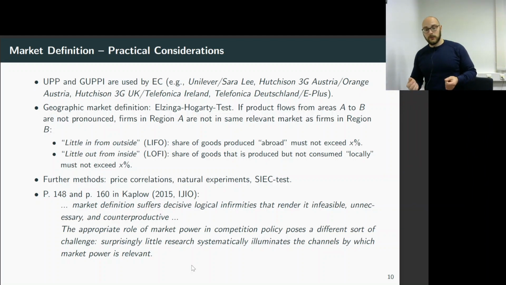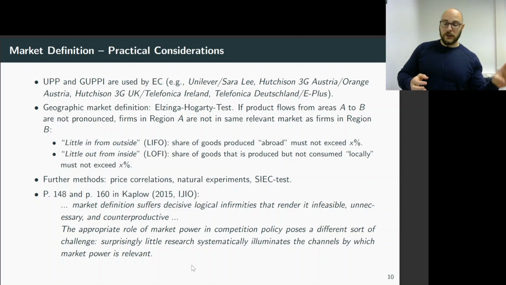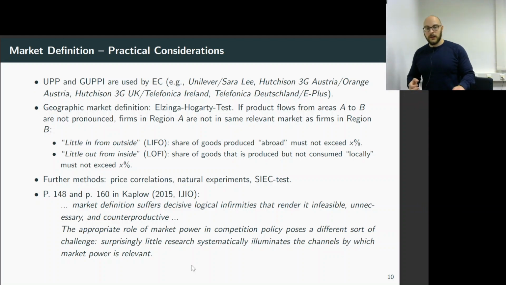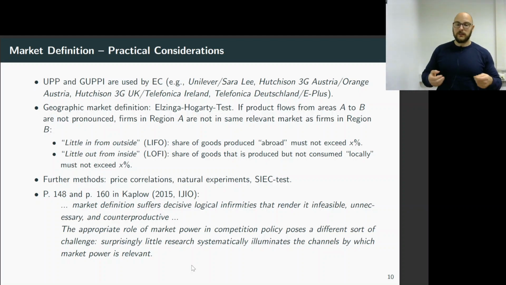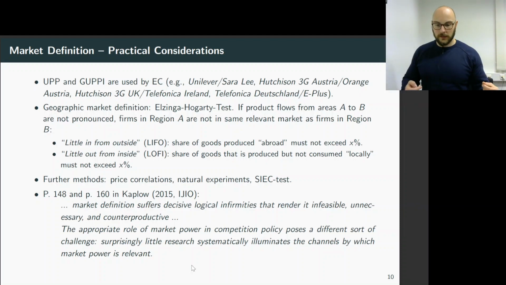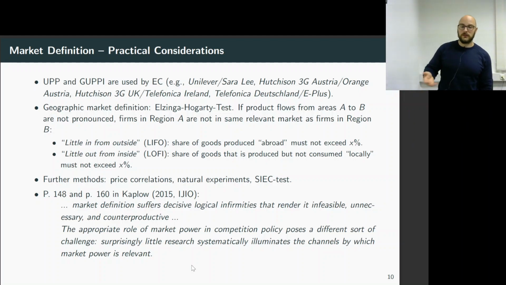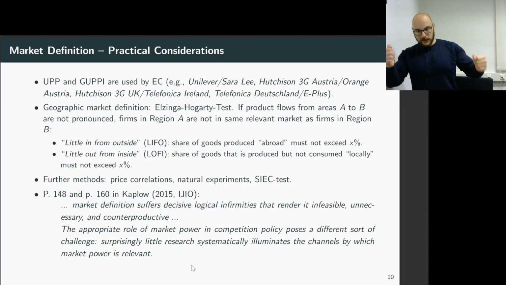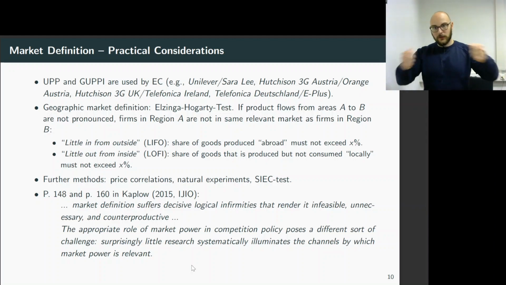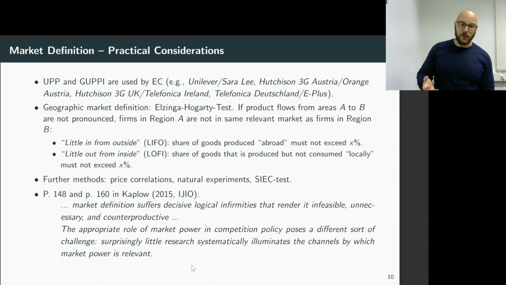And in order to investigate that, we have the "little in from outside" criterion, which means that the share of goods produced abroad and consumed inside must not exceed a certain threshold. And "little out from inside" means that the share of goods that is produced locally but not consumed locally, which is basically exported, must not exceed a certain percentage as well, right? So if there's little imports and exports between the two regions, then we assume that they are not in the same relevant market. What you can also do is to look at price correlations, natural experiments, and there's also the SIEC test.